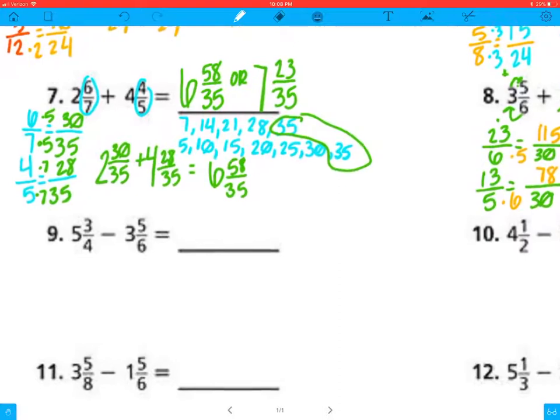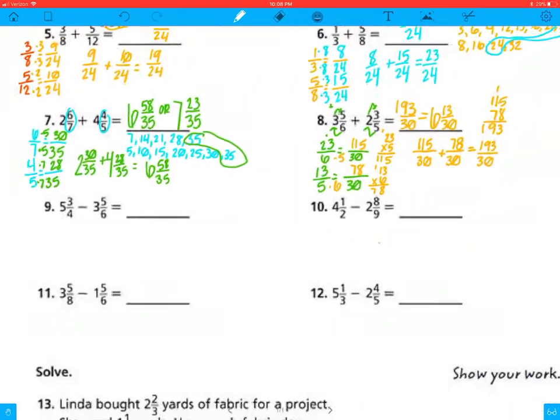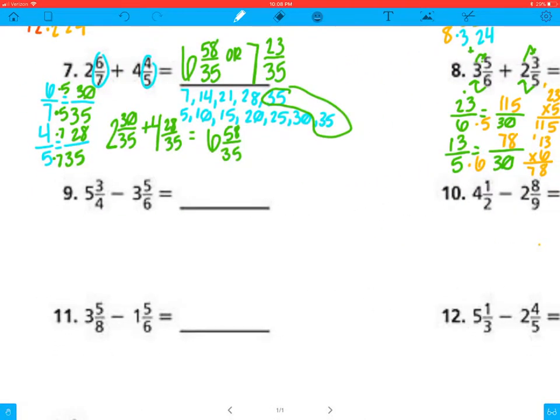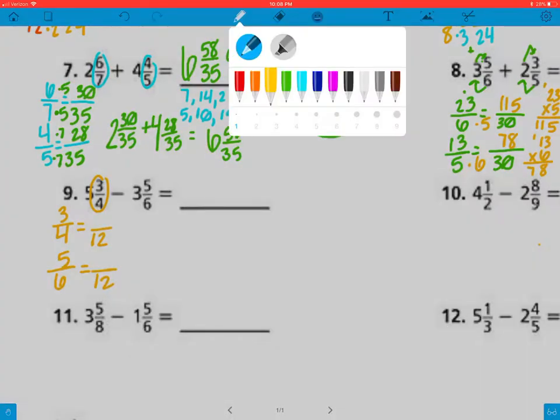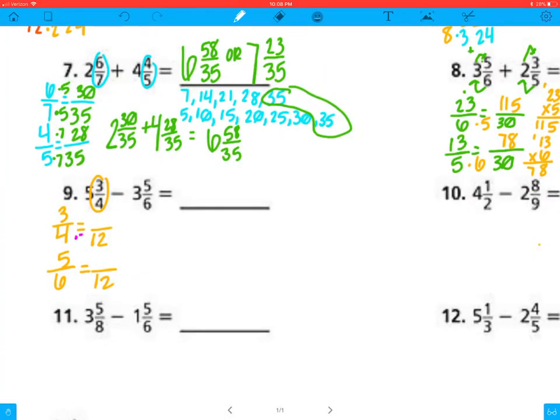Number 9. 5 3/4 minus 3 5/6. I'm going to be completely focusing on the fraction. 3/4 and 5/6. The common denominator between 4 and 6 is going to be 12. I multiply my 4 by 3 to get 12, so I do that to the numerator, and it's 9/12. And I multiply the 6 by 2, and I do that to the 5 and get 10/12.